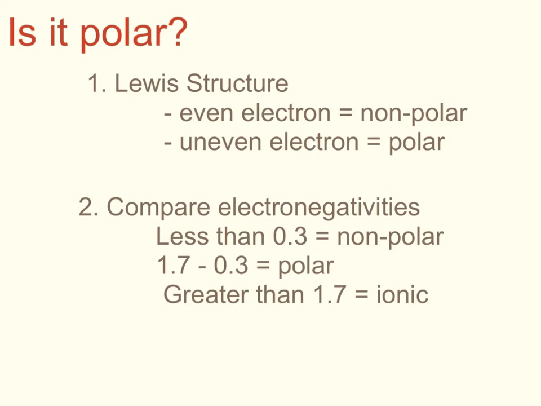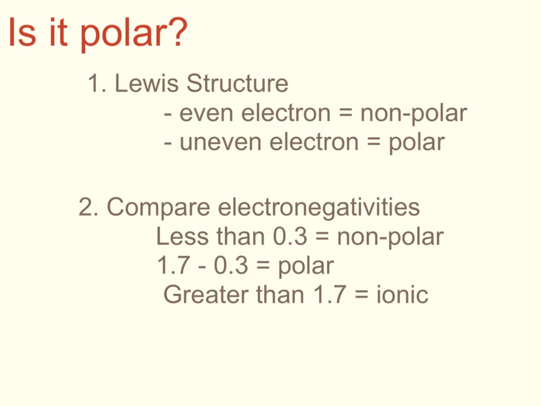So if I'm looking at a chemical formula, how do I know if that compound is polar or not? Well, there are two ways to evaluate that. The first way is to look at the Lewis structure. If you draw the Lewis structure and you see that there is even electron distribution, then it's nonpolar. And if you draw the Lewis structure and there is uneven electron distribution, then it's polar. The other way is to compare the electronegativities.